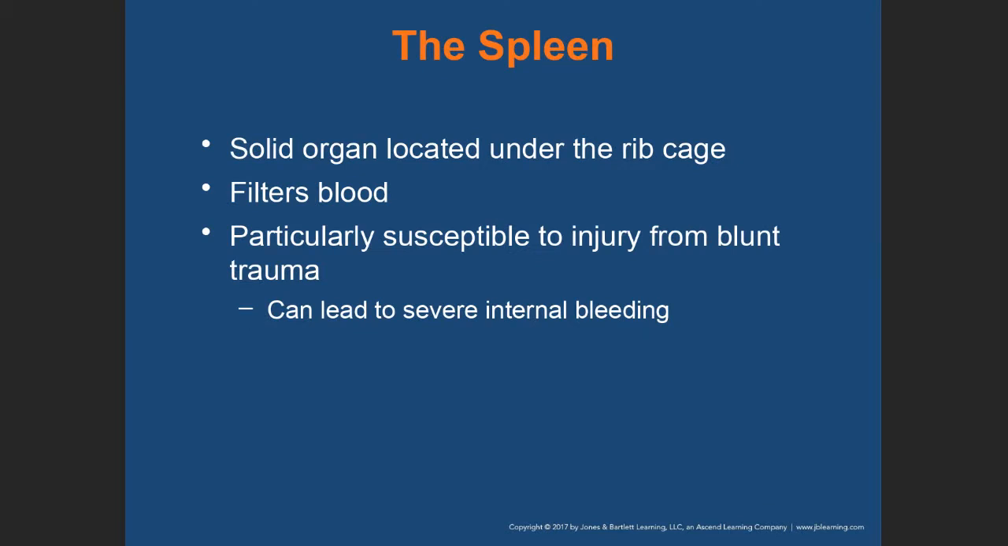The spleen is an important organ. It's a solid organ, it's highly vascular, it's under the rib cage, it helps to filter the blood, and it has a storage of blood in case your body goes into shock. As a result of that, if it is injured, the patient can bleed significantly from the spleen.